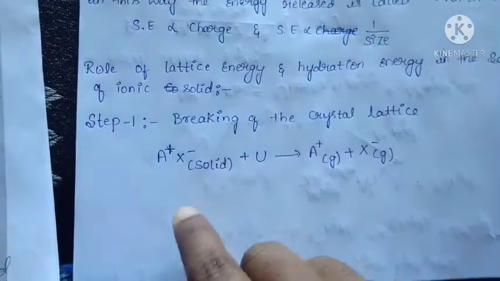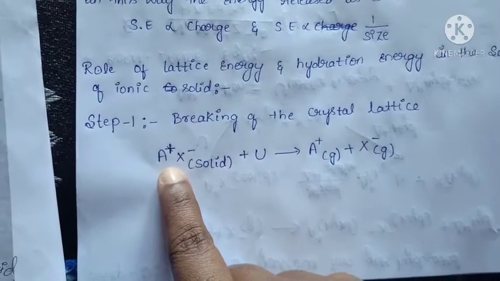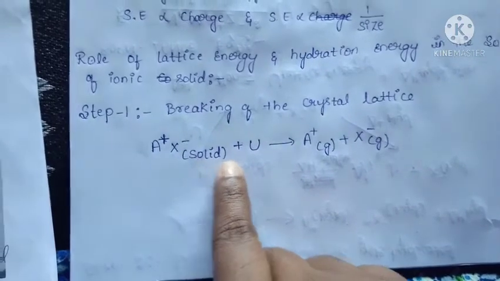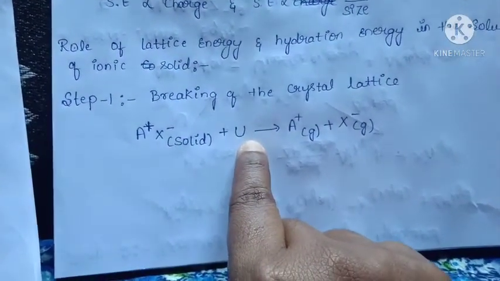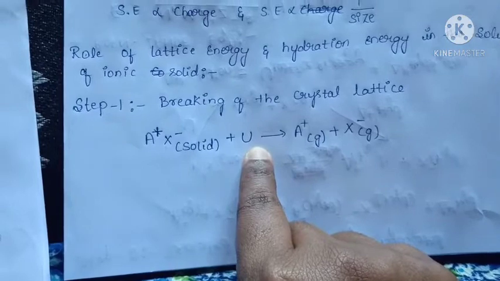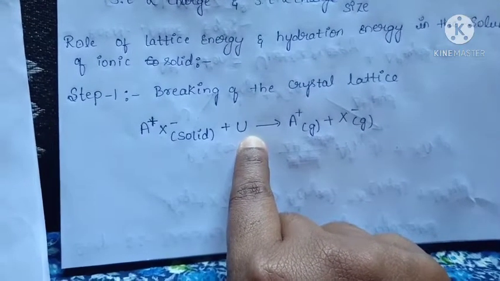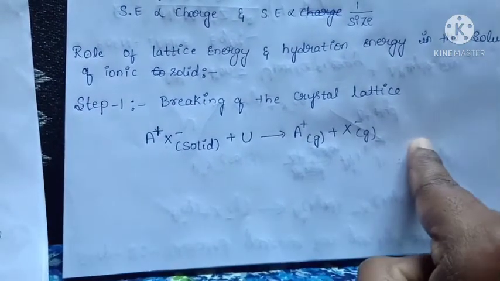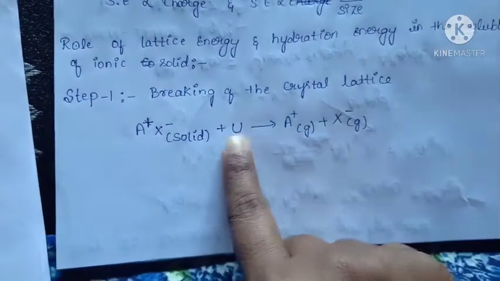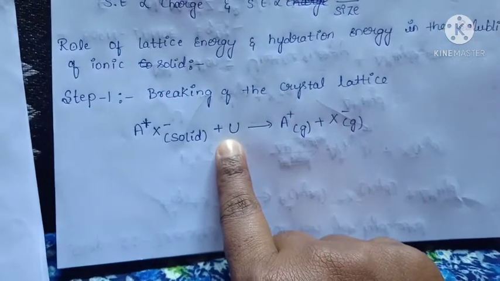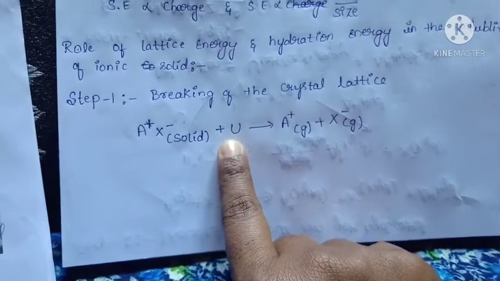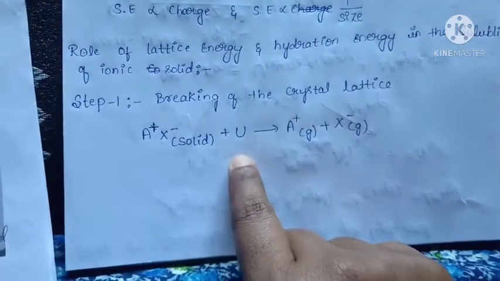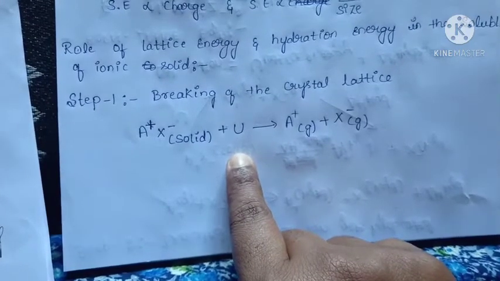You have to see this. Here we take a general example, A plus and X minus, in the solid state. Here some energy is absorbed, so we write it on the reactant side. When energy is released, we write it on the product side. So here U is nothing but lattice energy. Lattice energy is denoted by U. Got it? Don't miss it.